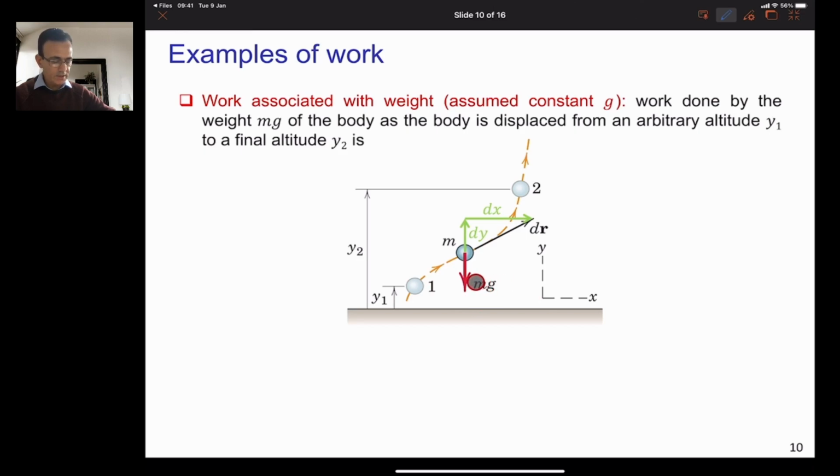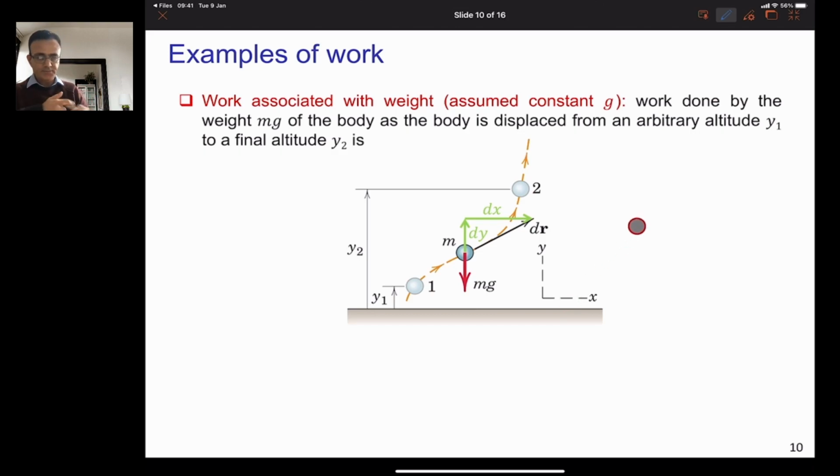So here we are not interested to calculate the work done of some other force, but we are interested to calculate the work done by the weight of the body, which is mg. And again, if you look at this r, which is the displacement, it can be split into two components, the x component and the y component. The y component is in the vertical direction, which is this direction here, and the x component is the horizontal direction, which is this direction here.